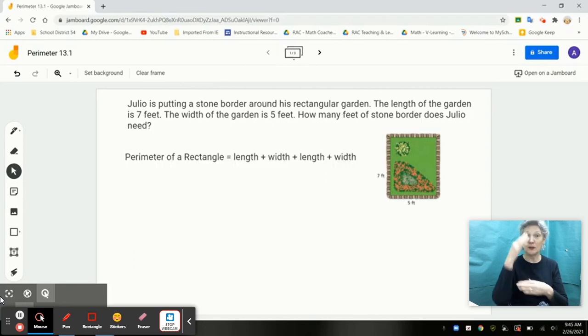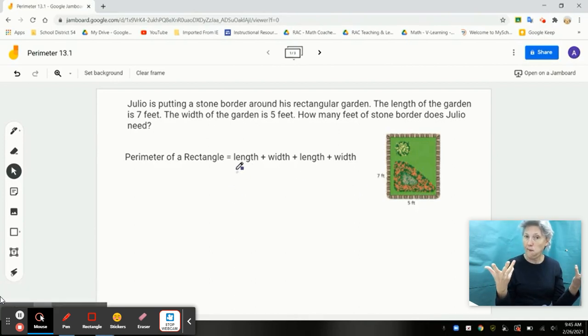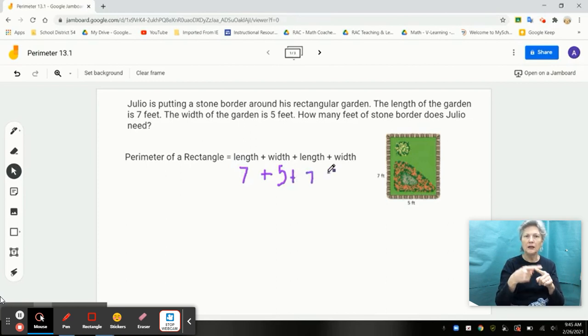We know that perimeter of a rectangle equals length plus width plus length plus width, which will give us our perimeter. So if we use this, let's fill in our information. All right, so the length is, that's right, 7. So 7 plus our width, which is, that's right, 5 feet, plus our length, which we already know is 7, plus our width, which we already know is 5. You got it. We can use doubles facts to help us.